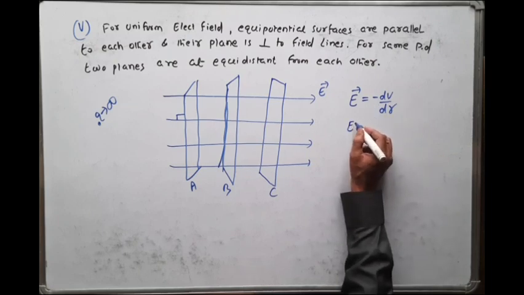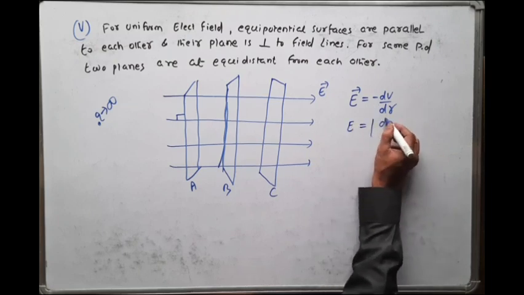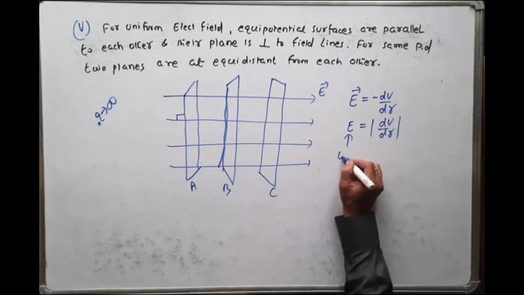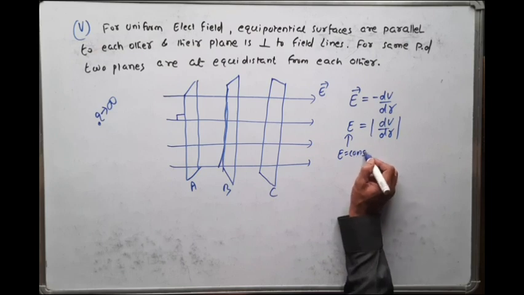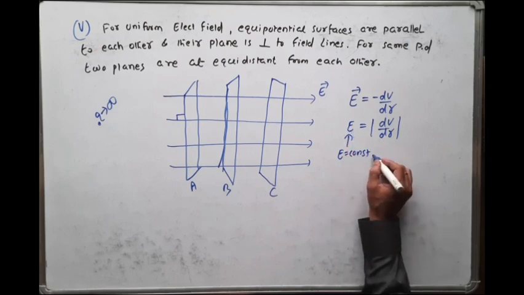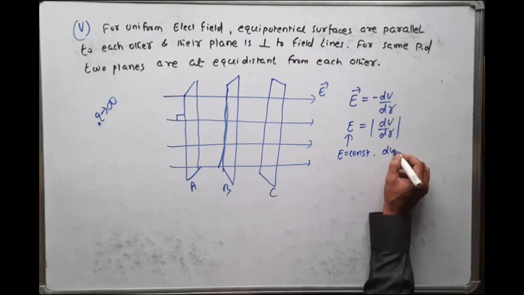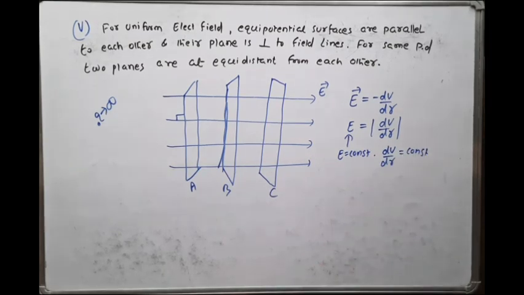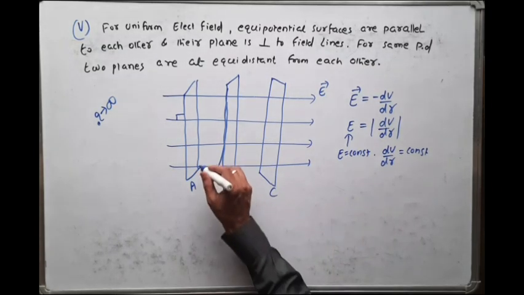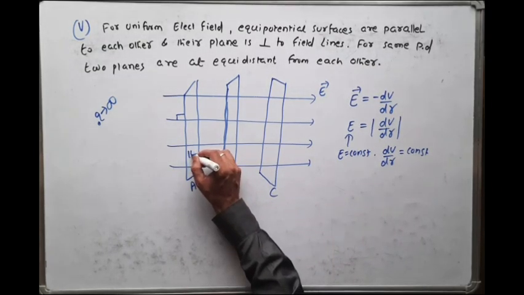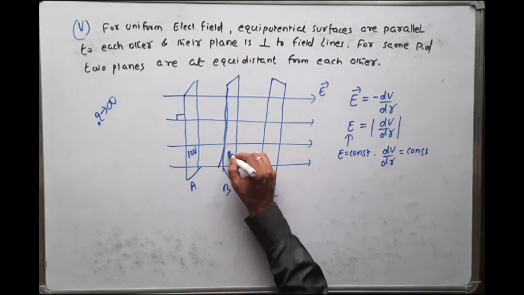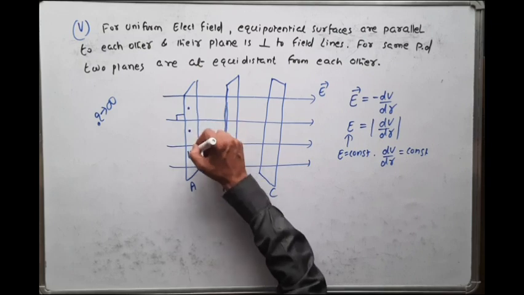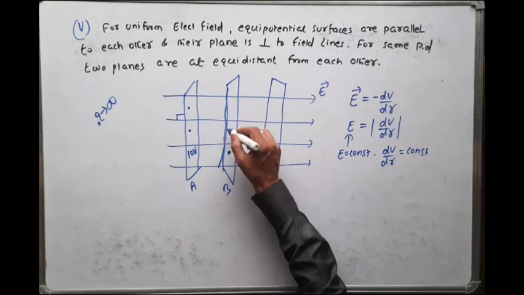And if you take the magnitude of the electric field, it is nothing but dV by dr. Now for uniform electric field, E is constant. So if E is constant, then dV by dr must be constant. Now what I can explain here, suppose at point A the potential is 10 volt. At this surface and at this point also 10 volt, at this point also 10 volt because it is an equipotential surface. Come to the second plate.